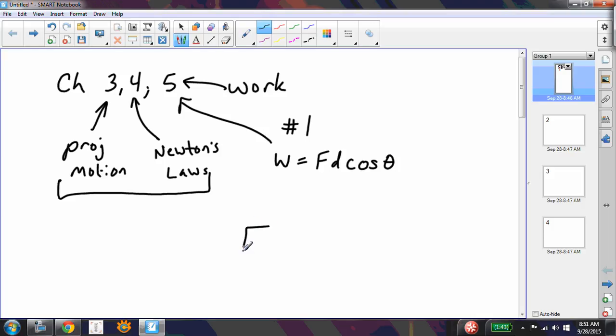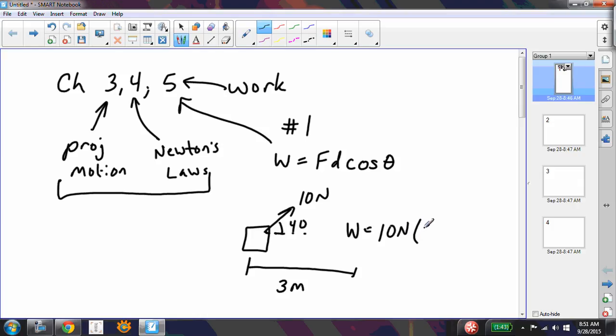So for example, if I have an object and I have a force, say 10 newtons, and I have an angle, say 40 degrees, and it moves over a distance of 3 meters, then in order to find the work, I would say the work is equal to the force, that's 10 newtons, times the distance, which is 3 meters, times the cosine of the angle between them, cosine of 40 degrees, and then that would give me the answer. So you will have a problem where you just have to calculate the work. Very straightforward.